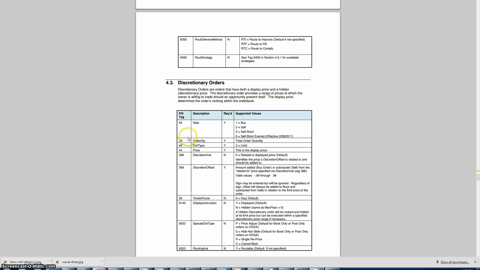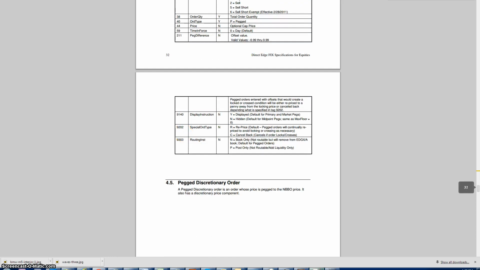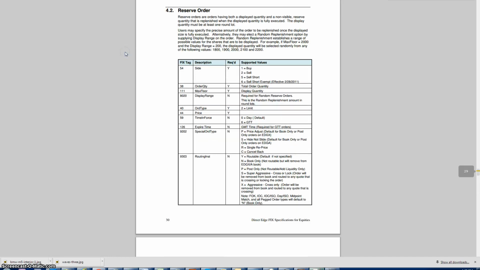So moving right along, I lost my place here. Hang on one second. So I think this is where we left off. So side, order quantity, max floor. Again, we said that's how much is going to be displayed on the floor at any given time. This is a way you can conceal your interest. So I have a million shares to trade, but I don't want to show a million shares on the floor. So I set a max floor of 1,000. So at any one time, you're only going to see 1,000 shares of my million share order displayed on the floor. So that's your max floor.